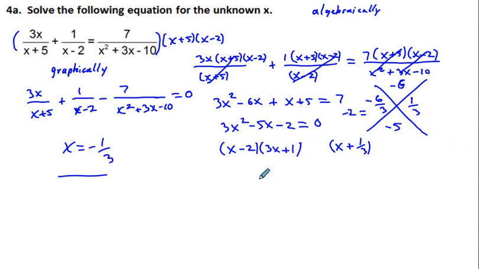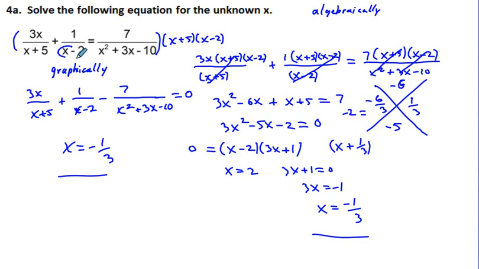And if we set this equal to 0, we're going to have x is equal to 2, and then we're going to have 3x plus 1 equals 0, and subtracting 1, we're going to have 3x equals negative 1, so x is equal to negative 1/3. So that's our real solution. This x equals 2 is an extraneous solution because if we put 2 back in the original, that won't work. So real, and this x equals 2, that's extraneous.